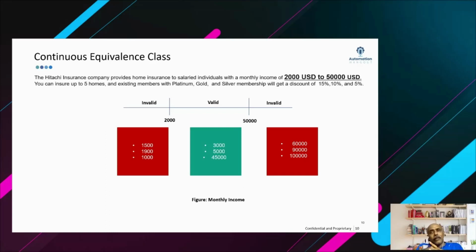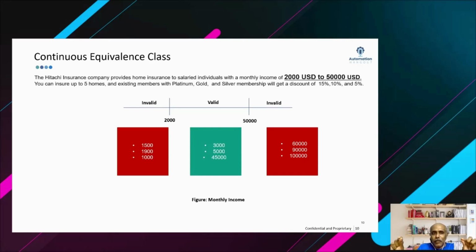I'm going to take a look at the salary range, which is between 2,000 to 50,000 US dollars. If we apply simple logic, if I have a salary less than 2,000, I'm not eligible. And if I'm above 50,000 also, I'm not eligible. So there are 2 invalid groups. One is the salary group which is less than 2,000, and the second invalid class is above 50,000. And if I fall between 2,000 to 50,000, I'm eligible for this insurance. So I'm meeting that particular criteria.